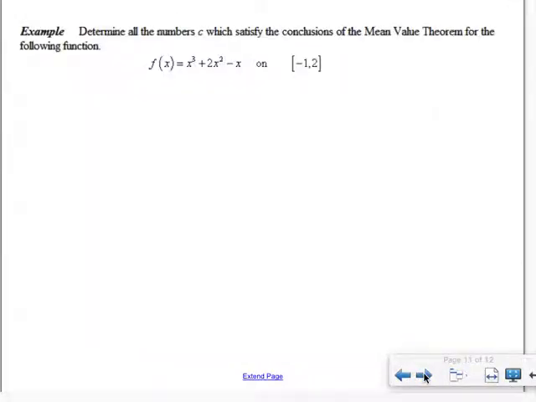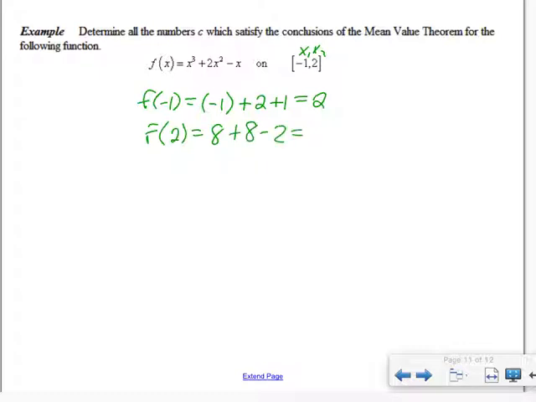So here it says, determine all the numbers C which satisfy the conclusions of the mean value theorem for the following function on the interval from -1 to 2. So the first thing we do is we plug in those endpoints. Remember, that's an interval. Those are both x1 to x2. We started at some x value. We ended at a different x value. We're going to plug those in. We get -1 plus 2 plus 1, which is 2. And then we're going to plug in 2, which is 8 plus 8 minus 2, which is 14.